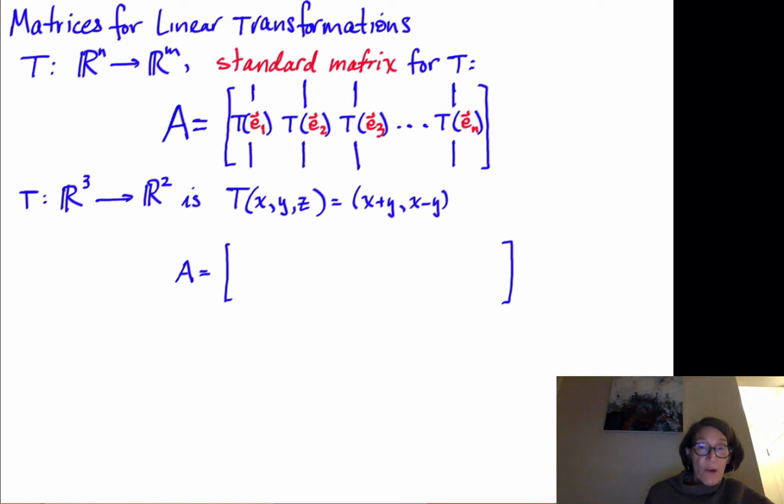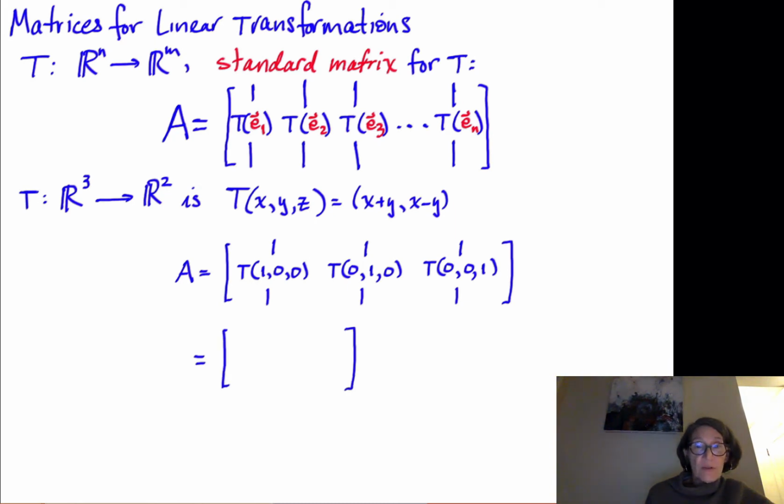The columns, there are going to be 3 columns, are going to be the images of the standard basis vectors in R3. So column 1 is the image of (1, 0, 0), column 2 is the image of (0, 1, 0), and column 3 is the image of (0, 0, 1). Let's compute those images.